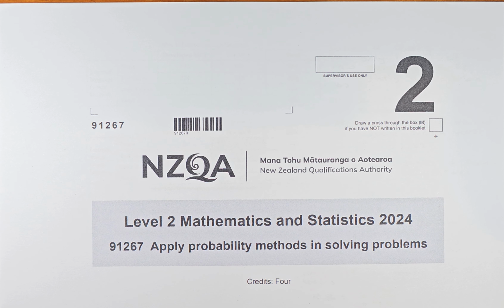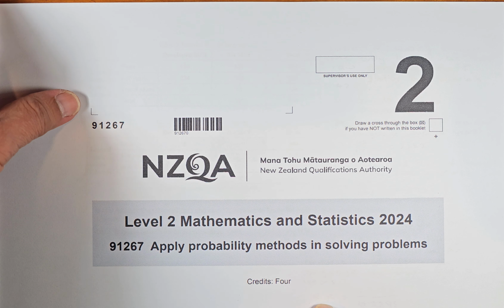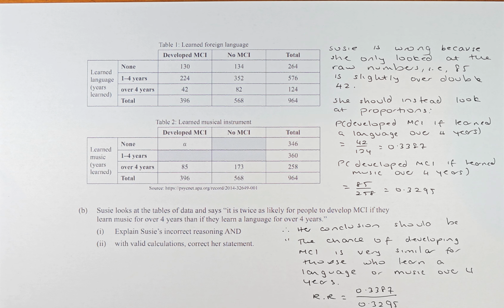Good day! In this video, we are going to do question 3B of the 2024 NCEA Level 2 Probability Method in Solving Problem exam. So without further ado, let's do question 3B, and this is an excellent question. Okay, so the question sounds like this.